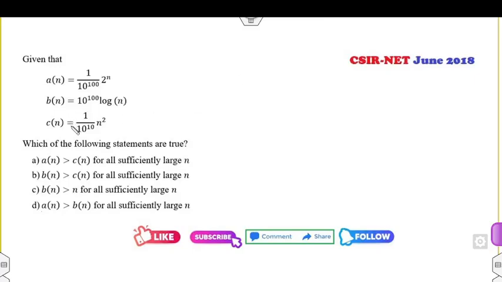Now A, B and C are my sequences which are sufficiently large. That means you have to find the limit as n approaches infinity of An over Cn. A and C, so these are my constants. I can simply take the proportional of 2 raised to power n over n square. What is the limit as n approaches infinity?